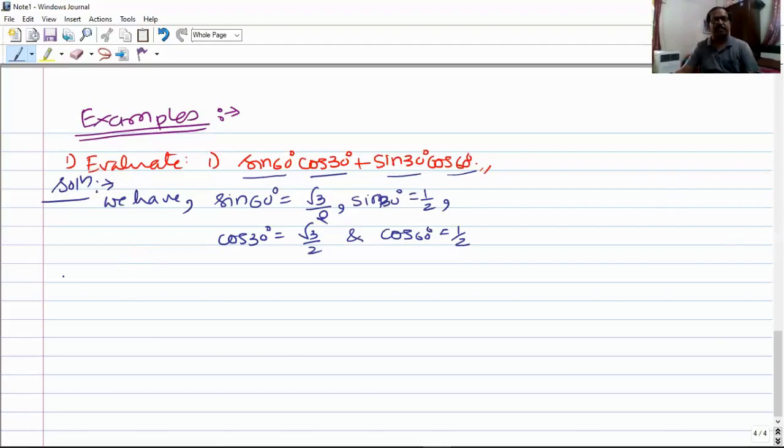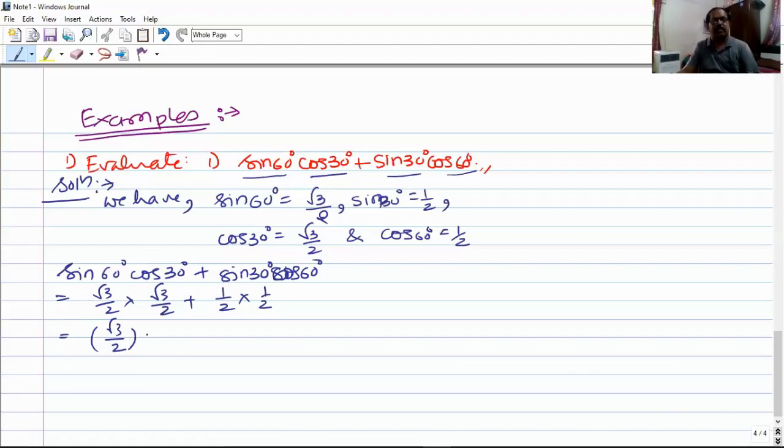So students, we have these values of the trigonometric ratios for the given angles. So now let's write down the expression. The expression given is sine 60 cos 30 plus sine 30 cos 60, right? Just put the values and get its value. So sine 60 is root 3 by 2, then cos 30 is root 3 by 2 again, plus sine 30 is half and cos 60 is also half. So just by taking the multiplication and their addition, the product of root 3 by 2 with itself will give us root 3 by 2 the whole square, plus 1 by 2 into 1 by 2 will give us 1 by 2 the whole square.